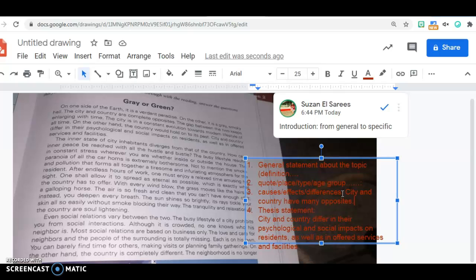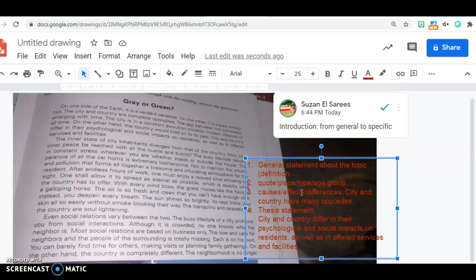It's not the thesis statement. City and country have many opposites. Now I, as a reader, know that I will read about the differences between city and country, but exactly, I don't know what to read about. Here comes the role of the thesis statement. So my introduction should be made up of 4 sentences, not 3 or 2. First, I start with the general statement. Then I give the cause, the place, the type, whatever.